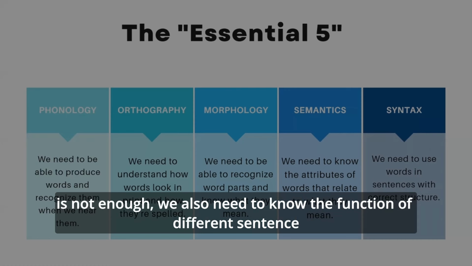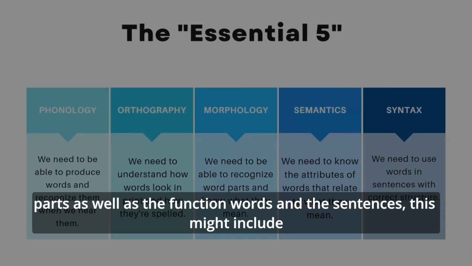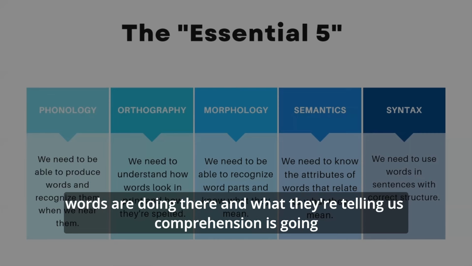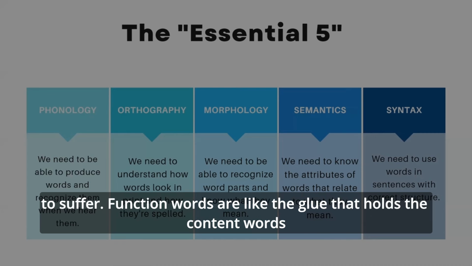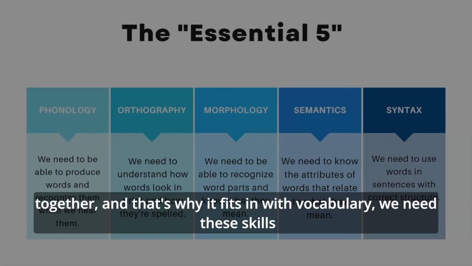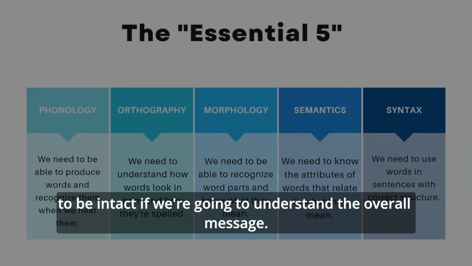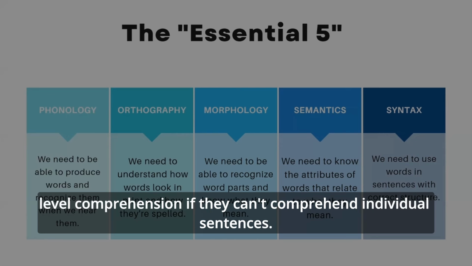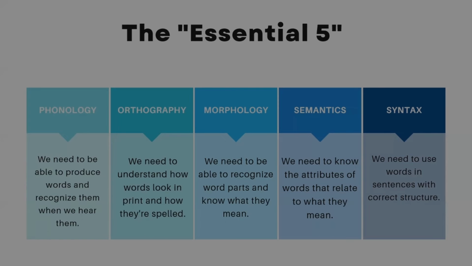We also need to know the function of different sentence parts, as well as the function words in the sentences. This might include words like prepositions or conjunctions. Without understanding what those words are doing there and what they're telling us, comprehension is going to suffer. Function words are like the glue that holds the content words together, and that's why it fits in with vocabulary. We need these skills to be intact if we're going to understand the overall message. This is why kids aren't likely to respond to strategies focused on high-level comprehension if they can't comprehend individual sentences.